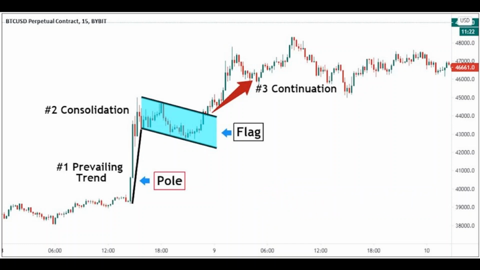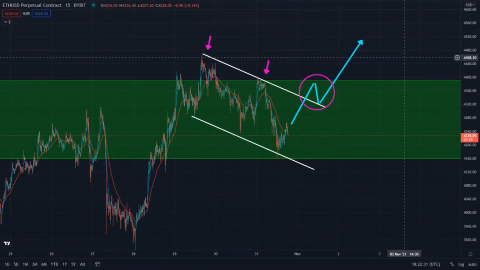The consolidation period should resemble a flag, with a sharp move up, followed by a parallel channel that slopes down slightly. The flag should be shorter in duration than the pole. Once the consolidation period is complete, the pattern is confirmed when the price breaks out of the channel and resumes the uptrend. The breakout should be accompanied by high trading volume.